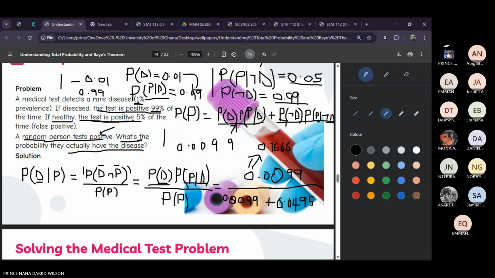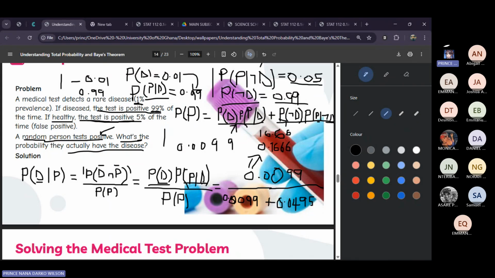0.1666. So then we can express it as a percentage, right? You multiply it by 100, so the point moves 2 times. So in other words, that's 16.66% or 17% rounded to the nearest whole number. So then you see, nothing has changed from what we did first. The only difference is in the first one, all the parameters needed were given. But over here, we had to figure out the probability of not having the disease.